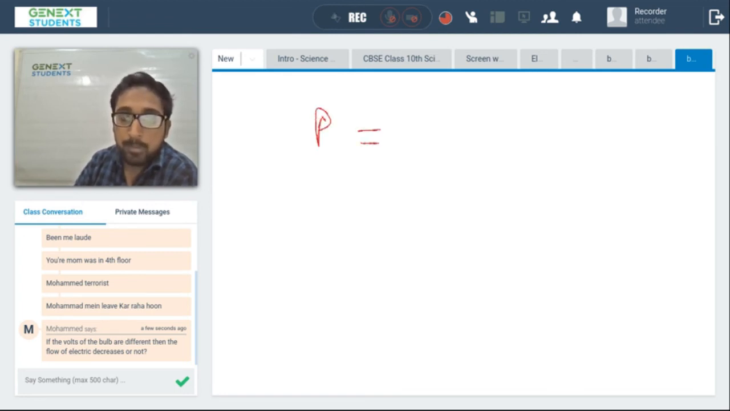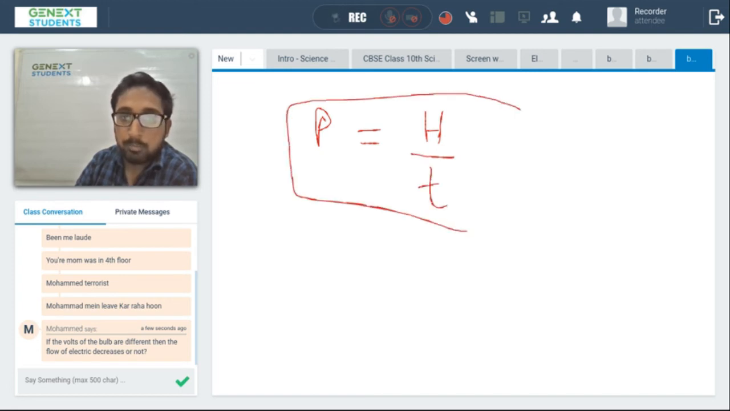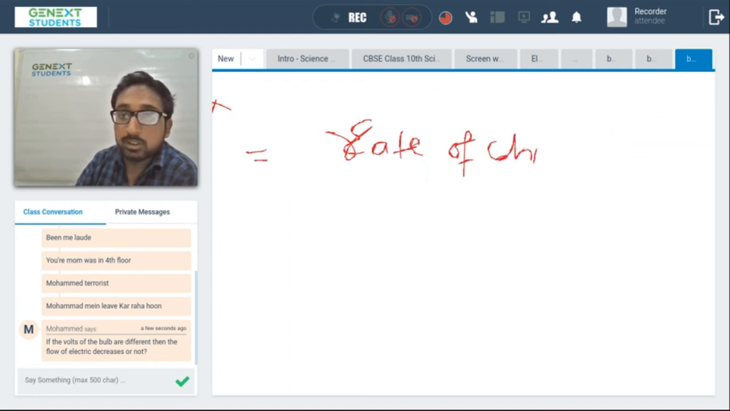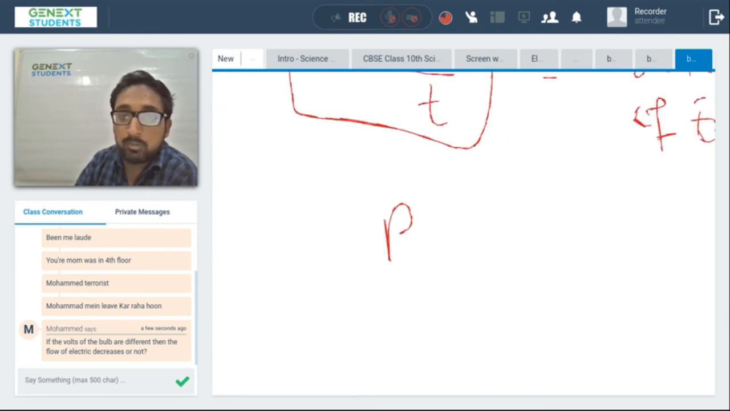Power is nothing but heat per unit time. Heat per unit time is known as power, or energy, or you can say rate of change of energy. Within a second, how much energy is getting consumed or converted is known as power. Simply, the rate of change of energy per unit time.